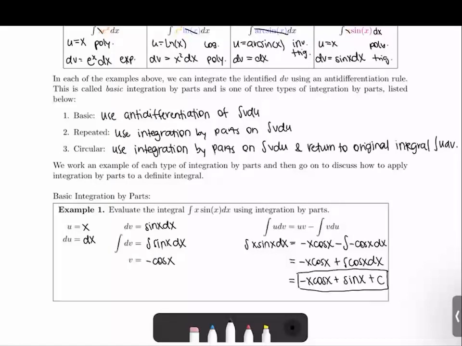So we use our acronym LIPIT to identify u and dv, take a derivative of u, integrate dv, and then rewrite and simplify. So this is where we will finish this video. In the next video, we will do examples of repeated and circular integration by parts.